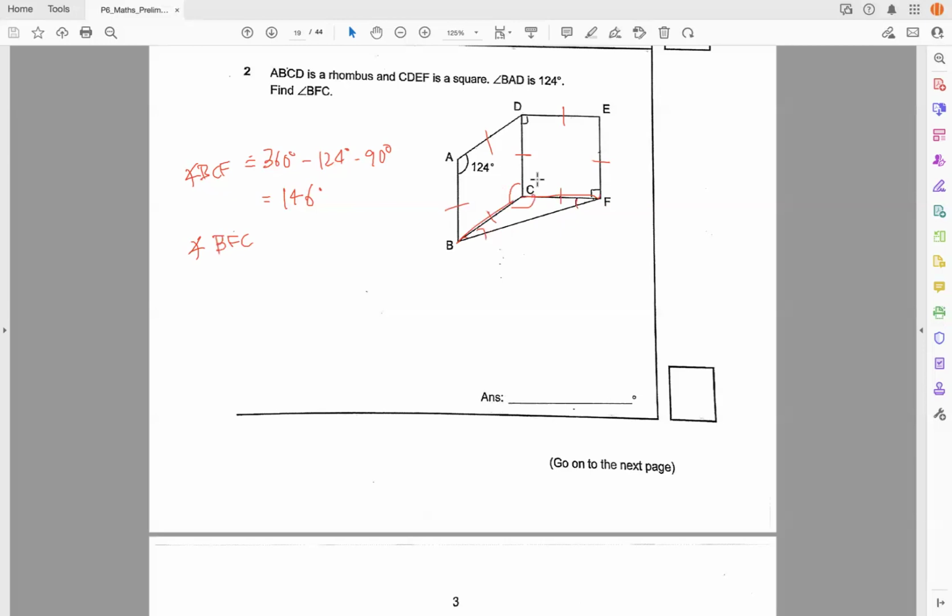And we know this is 146, right? So we can find angle BFC is equal to 180 degrees minus 146, divided by 2. And answer is 17 degrees. Okay, remember, to play safe, indicate your angle name in your solution. Now let's continue with question number 3.